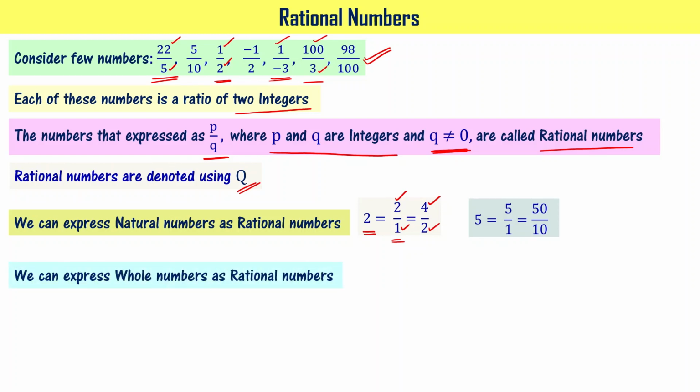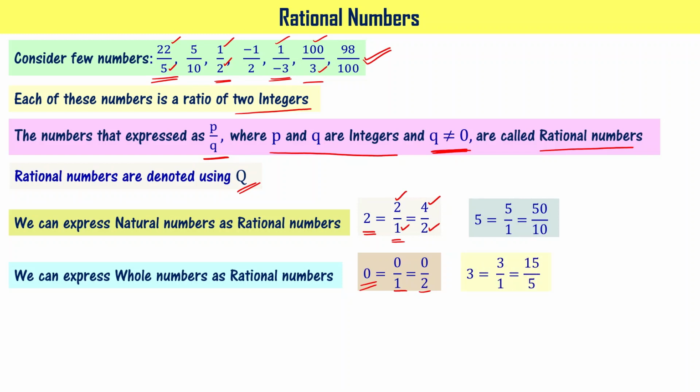Now let me write the whole numbers as rational numbers. 0 is a whole number. 0 can be written as 0 by 1, 0 by 2, 0 by 3. Anything you have in the denominator, when you are dividing 0 with any of the numbers, what you get is 0, right? That's why 0 can be written as 0 by 10, 0 by 100, doesn't matter. So we can express whole numbers also as rational numbers.